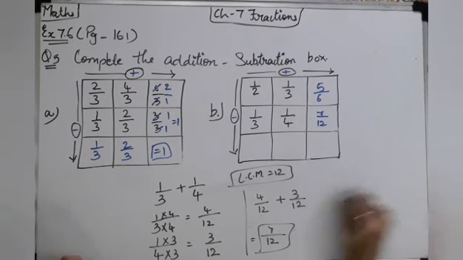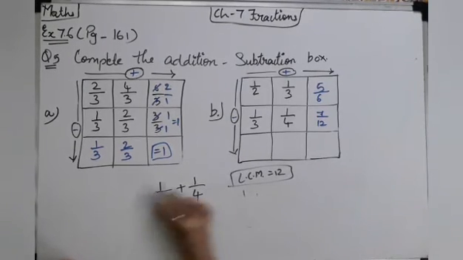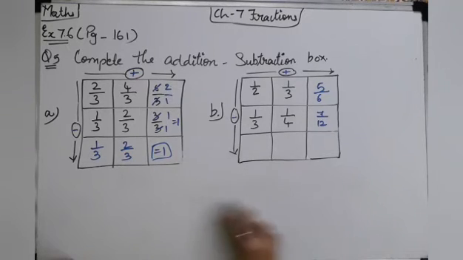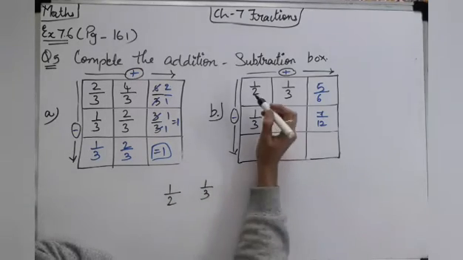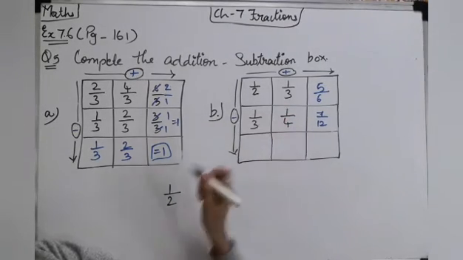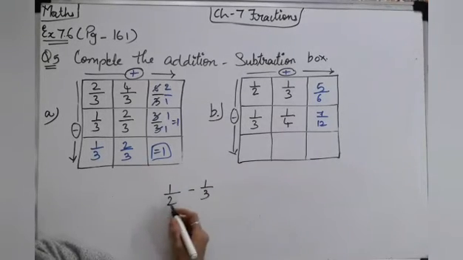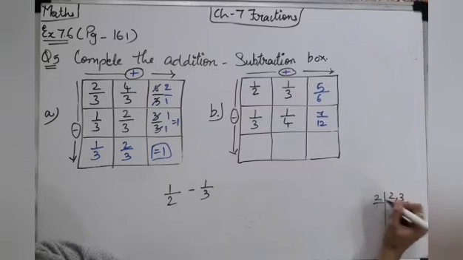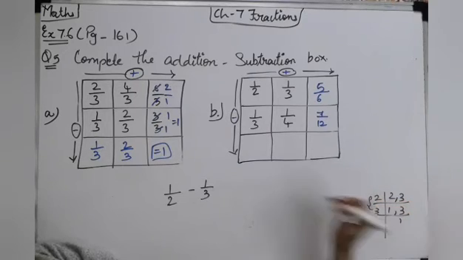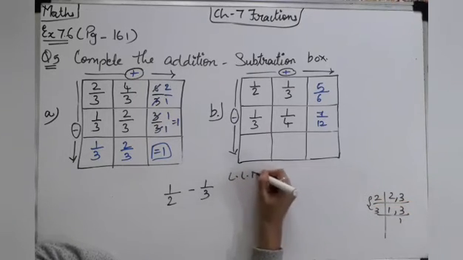Okay. Moving to the next. Next is take 1 upon 2 and 1 upon 3. Here we are going upwards to downwards, means subtraction sign. Denominators are different. We'll take out the LCM first. 2 and 3. 2 ones are 2. In the 2 table 3 is not coming, I will carry down. And 3 ones are 3. 2 3s are 6. We got the LCM 6.